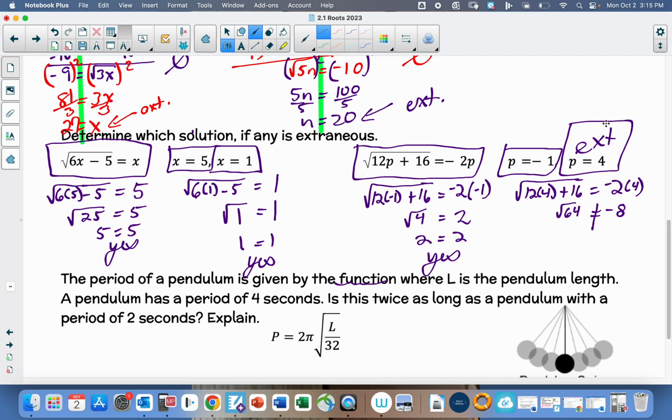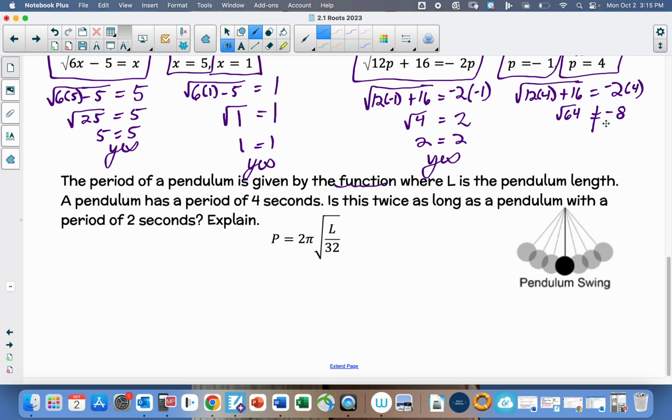Okay. Last but not least, we're just going to plug in and see. This is talking about one of those pendulum swinging things, if you've ever seen them, and the length of the cord right here. And it says that a pendulum has a period of 4 seconds and another one has a period of 2 seconds. And the question means that they want to know is this twice as long as a pendulum with a period of 2 seconds when we're talking about the length?